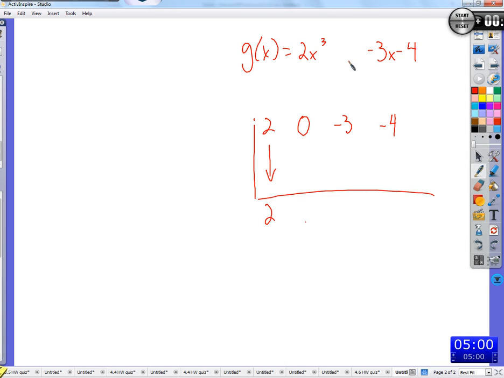Now, we don't have any x squared term, so we need to put a placeholder there. 1 times 2 is 2. Add, we get 2. 1 times 2 is 2. Add, we get negative 1. 1 times negative 1 is negative 1. And the final is negative 5. You can put 1 in there, and you'll find that it's negative 5: 2 times 1 is 2, minus 3 times 1 is 2 minus 3, that's negative 1, minus 4 is negative 5.